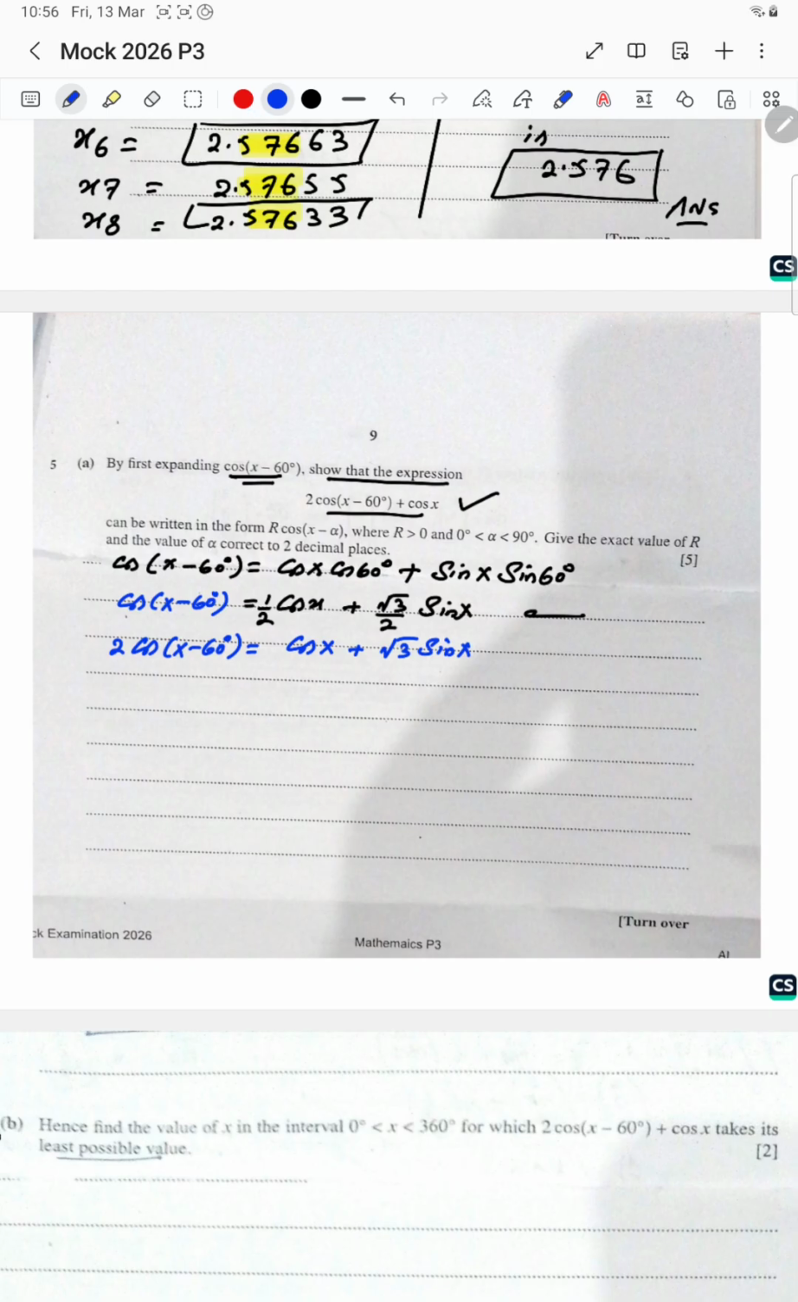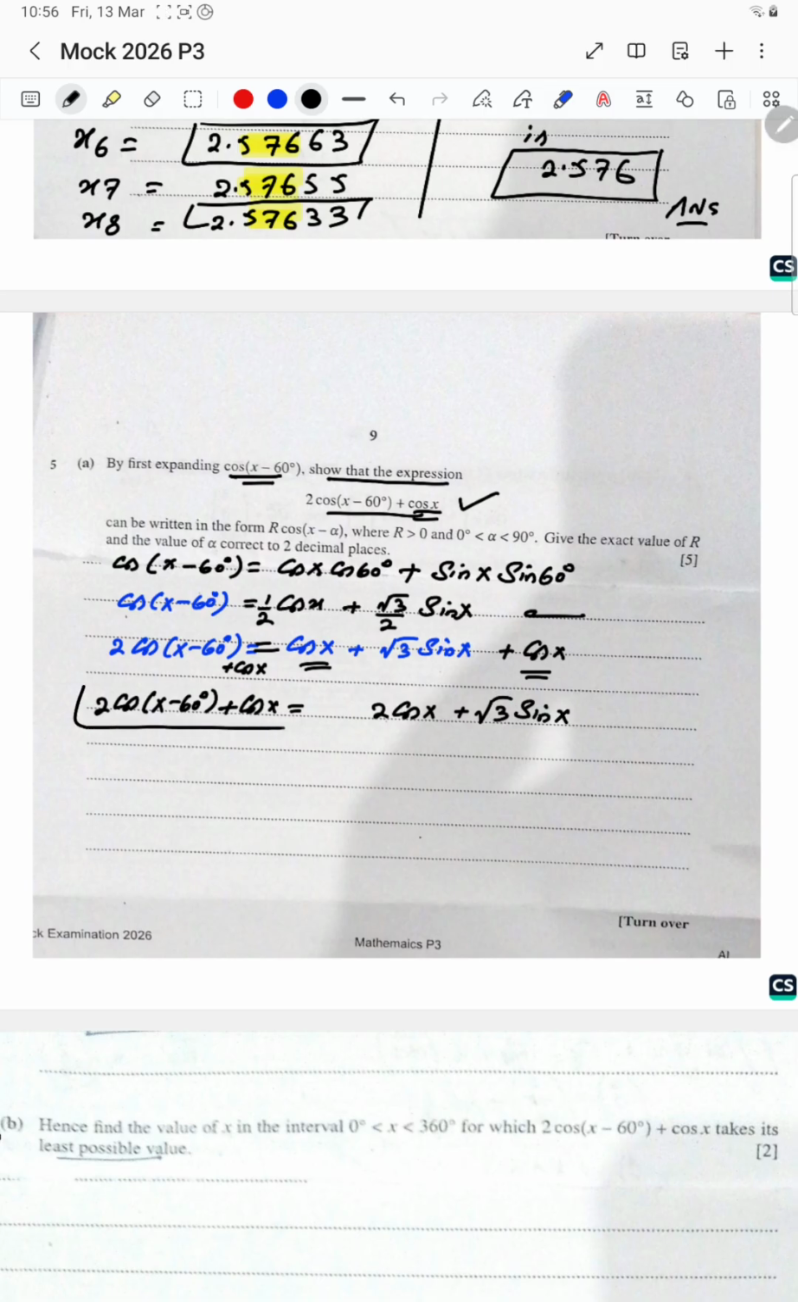So now next step, I need to add cos of x on either side. Here I will add cos of x, and here as well. So I will get 2 cos of x minus 60 degree plus cos of x equal to 2 cos of x, because this and this are going to be added. After expanding, I did the cross multiplication, and then I added cos x on either side of the equality to get this result.